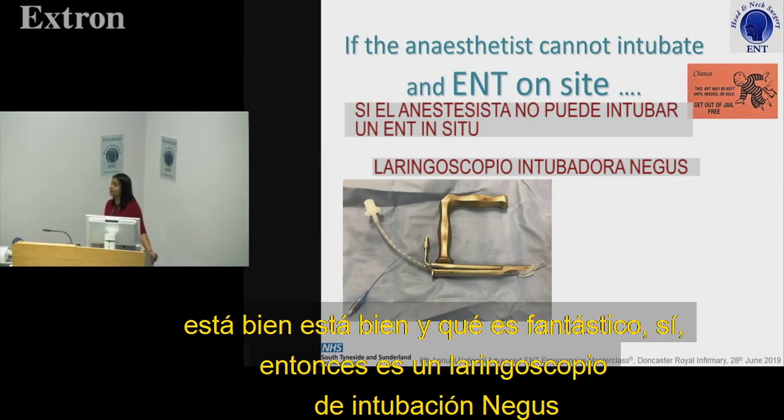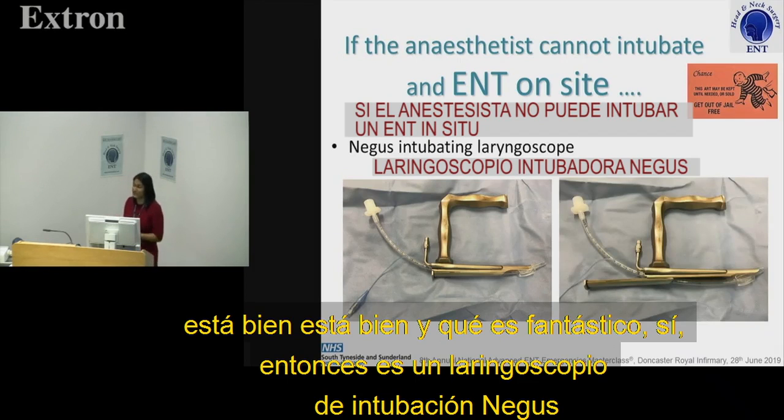Yeah. Okay. I haven't seen the procedure though, but seen the instrument. Okay, and what is it? It's an intubating laryngoscope. Fantastic. Yeah. So it's an EGAS intubating laryngoscope.